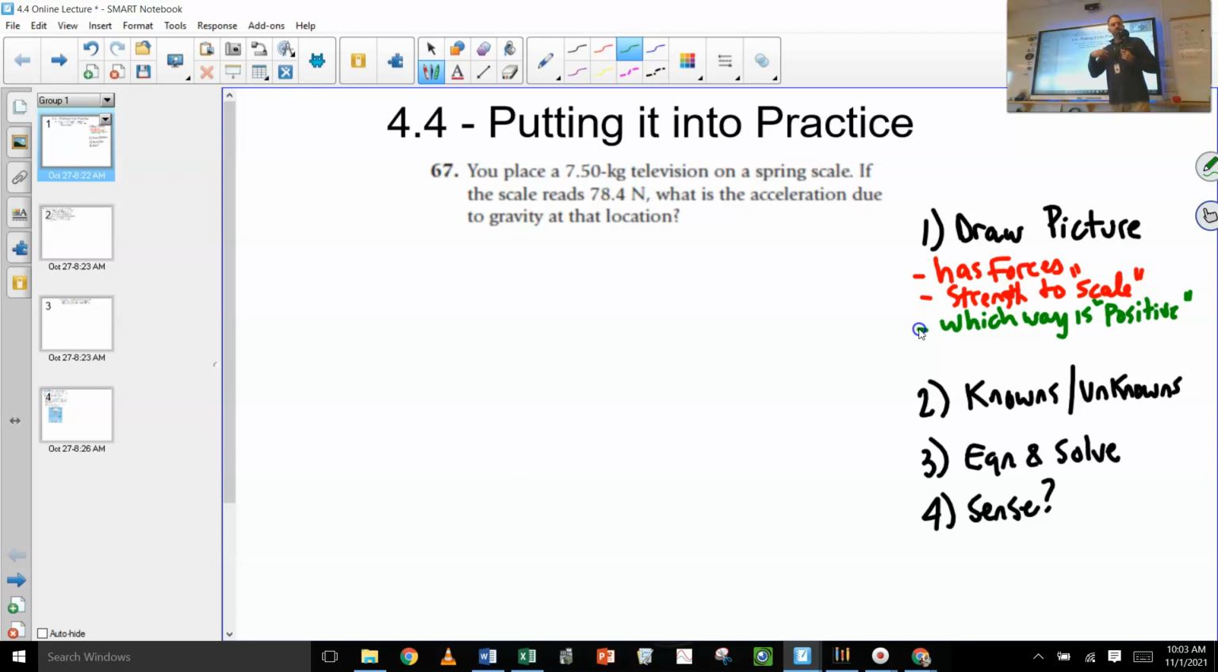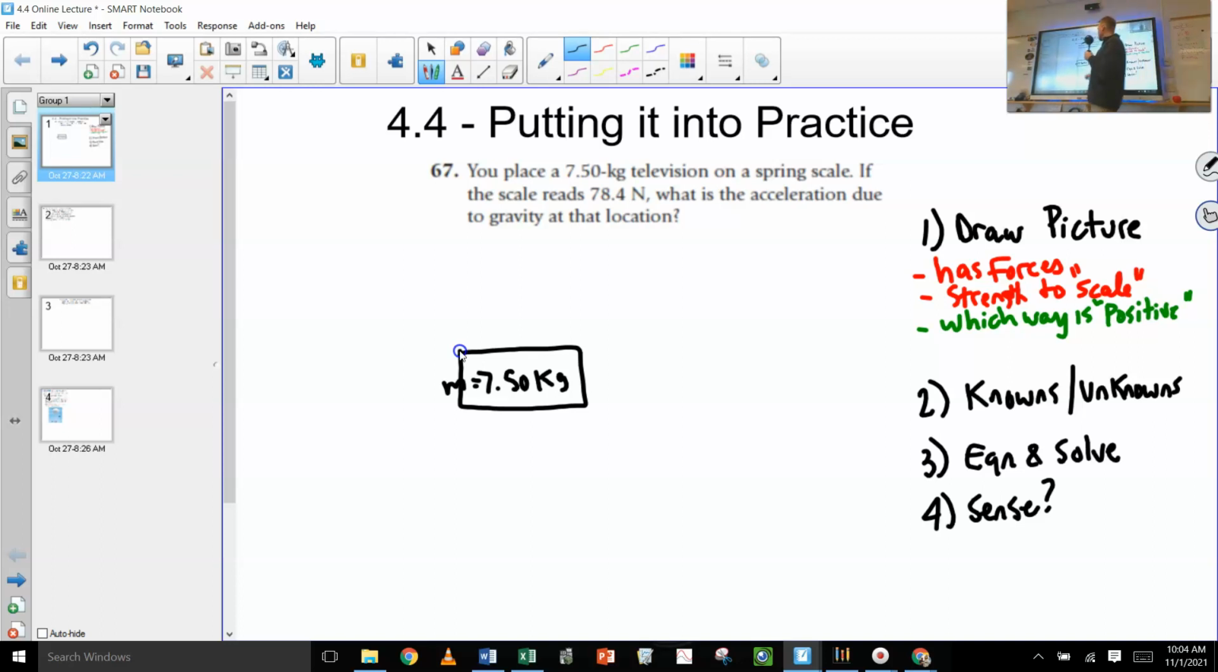I'm going to go through these and I'm going to follow these exact steps for all 4 of them just so you kind of have an idea of how to attack a problem like this. So number 67, it says you place a 7.5 kilogram television. So here's my TV and it's 7.50 kilograms. I'll always put the mass in black. It's not a force, it's a mass.